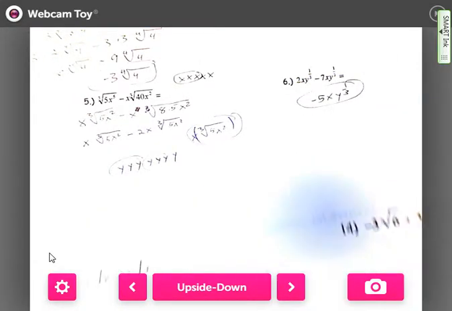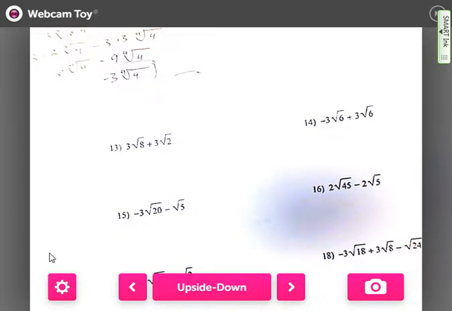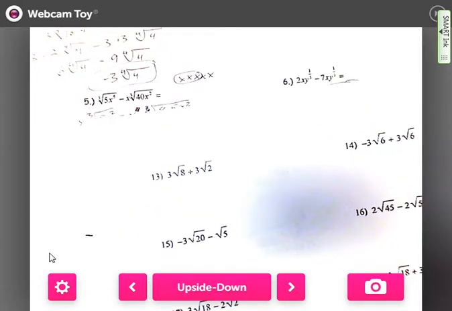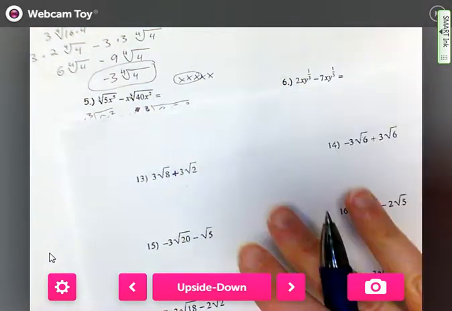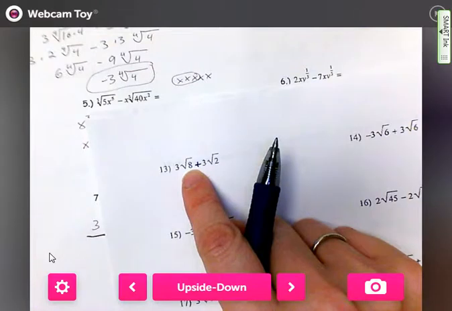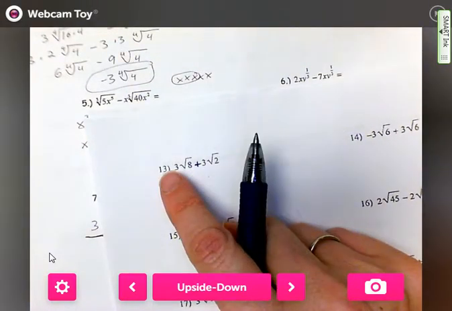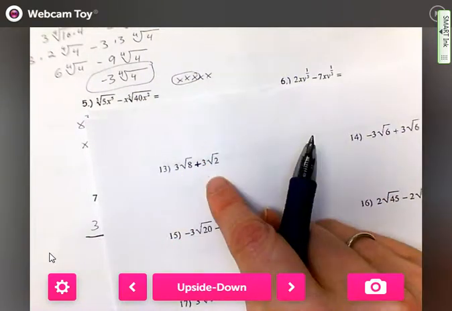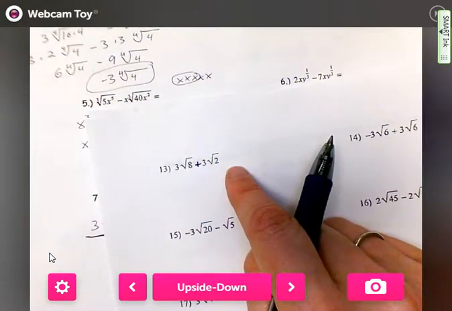If we're looking at the back, we're just adding terms together. So if I look at number 13, this is a plus sign, by the way. I'm waiting for you guys to be quiet. 3 square root of 8 plus 3 square root of 2. You need both of them to have the square root of 2.